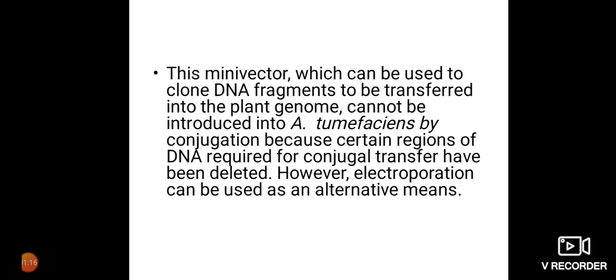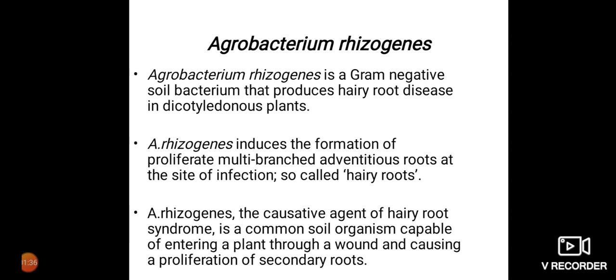This mini vector can be used for cloning fragments of DNA and can be introduced into Agrobacterium tumefaciens. It cannot be introduced by conjugation, because certain regions of DNA required for conjugal transfer have been deleted, but they were able to transfer this DNA into the tumefaciens through electroporation and then achieve the transfer into the plant DNA.